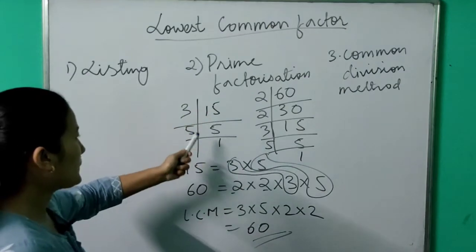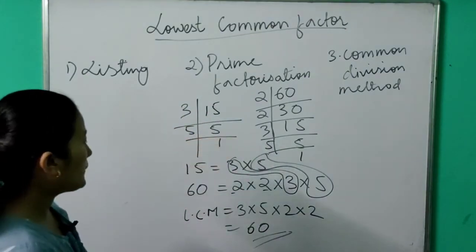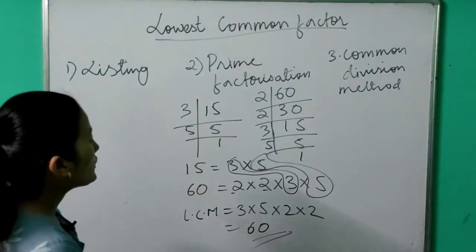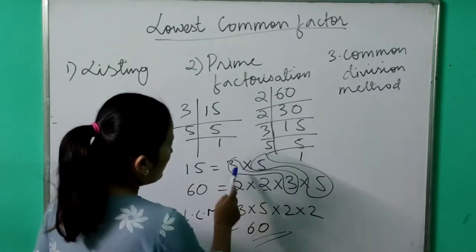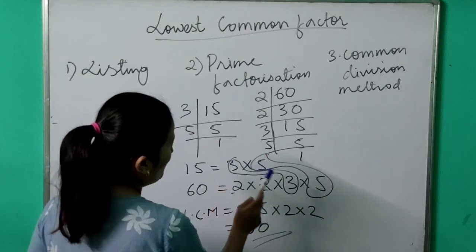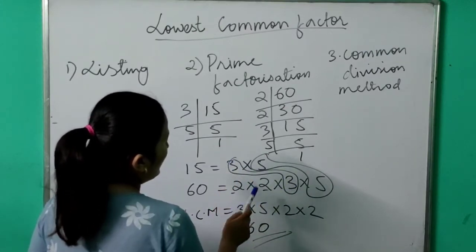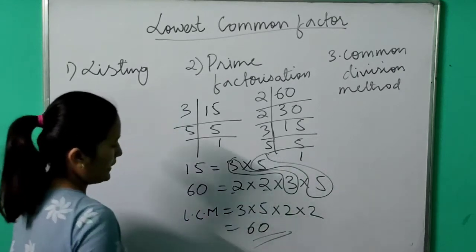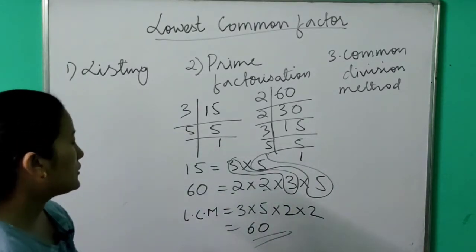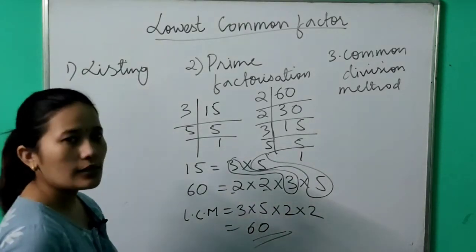You find the prime factors of both the numbers, then you see what factors are common to both. You will take the common number only once, and then the remaining uncommon numbers will also be multiplied. You will multiply the numbers and then you will get the LCM.